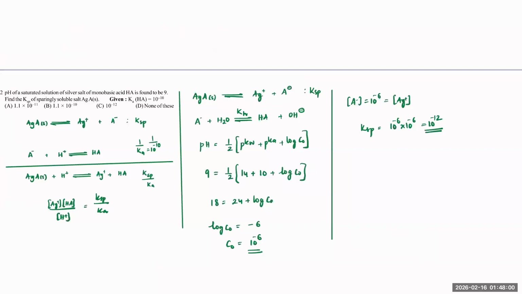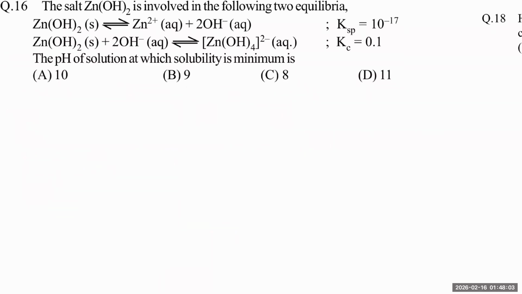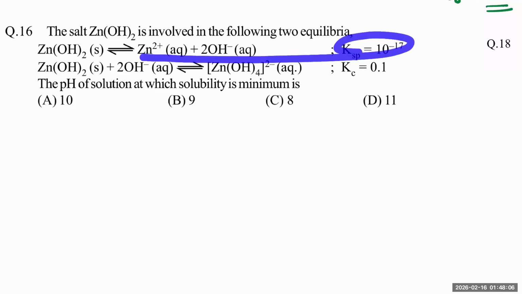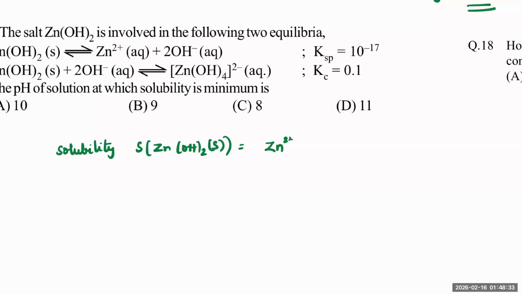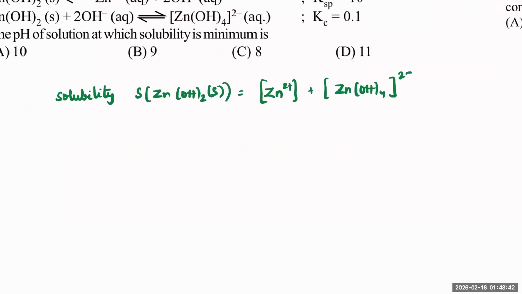I hope you guys understood. We have a Ksp value for the first case, and a Kc value for the second case. So what you can do here is to understand that the overall solubility S of Zn(OH)2 is such that it is ionizing as Zn2+ and also as Zn(OH)4 2-. So whatever be the concentration of Zn2+ it is generating, plus whatever be the concentration of Zn(OH)4 2- it is generating, that will be the total solubility.